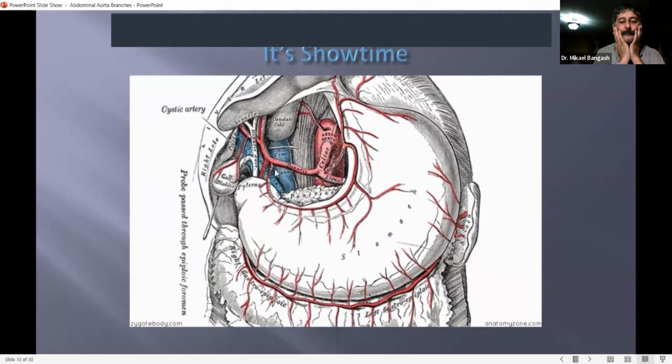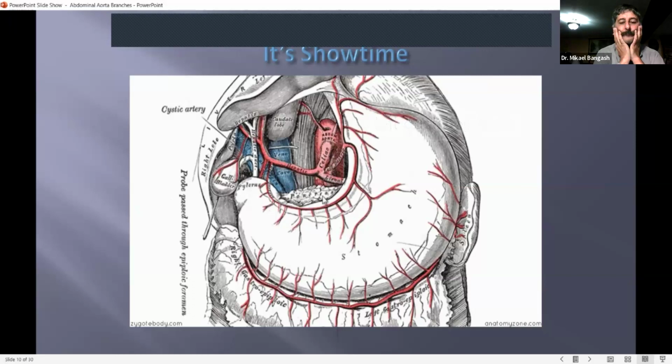So I've shown you the vessels which come off and run along the lesser curvature of the stomach, but you can also see that there's a vessel here which runs along the greater curvature of the stomach. Like the vessel which runs along the lesser curvature, this vessel is composed of two vessels which anastomose. The first vessel I'm going to talk about is the left gastroepiploic artery, and this comes off the splenic artery, which is the next branch of the celiac trunk.